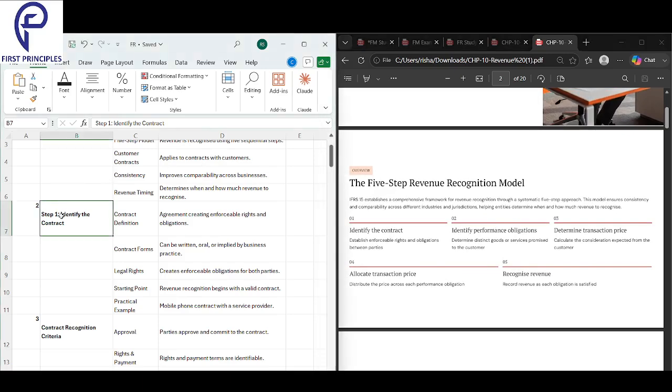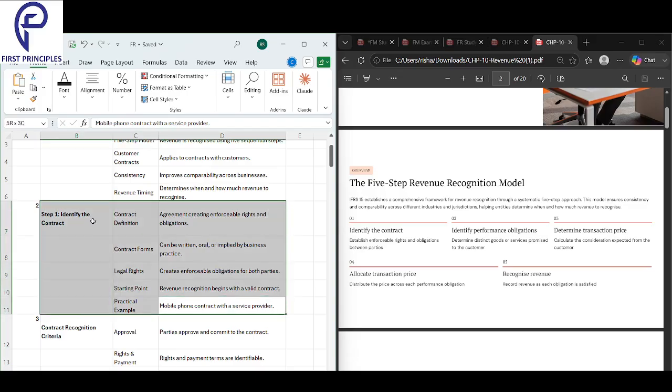So first we look into the first step here, that is identify the contract. First of all, what is a contract? The definition of a contract.